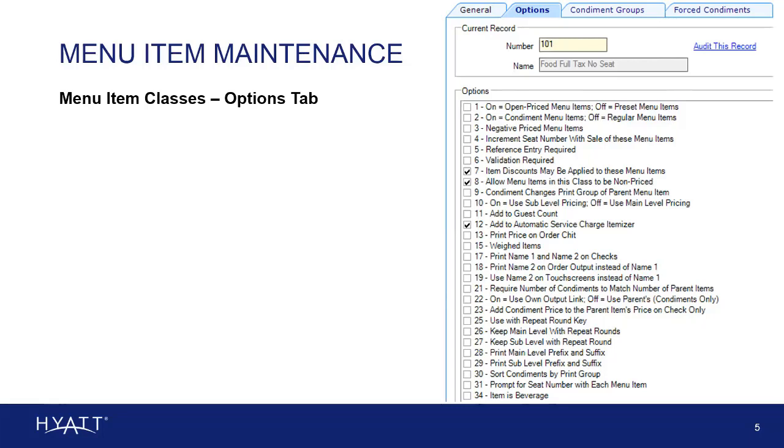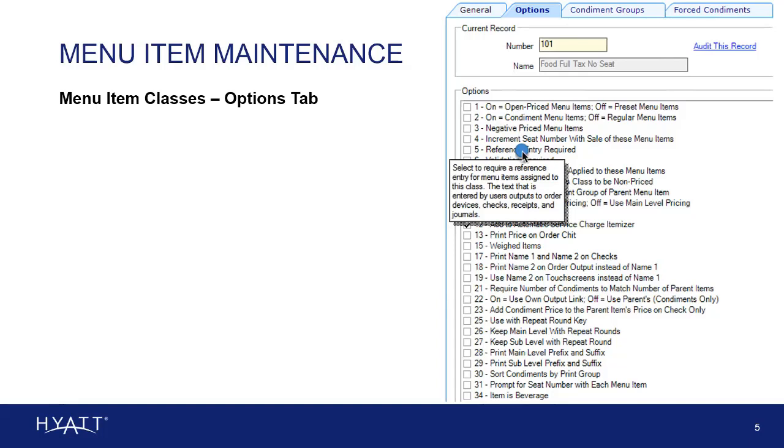Number 5 is pretty frequently used. Reference entry required, but it's not very straightforward just reading that name. So if there's anything you ever are unsure about in EMC, I always highly encourage people when training to right-click on things because that will give you the help text. So in this case, I actually put the example in here. If you right-click on reference entry required, it'll pop up the help text and tell you exactly what that means.